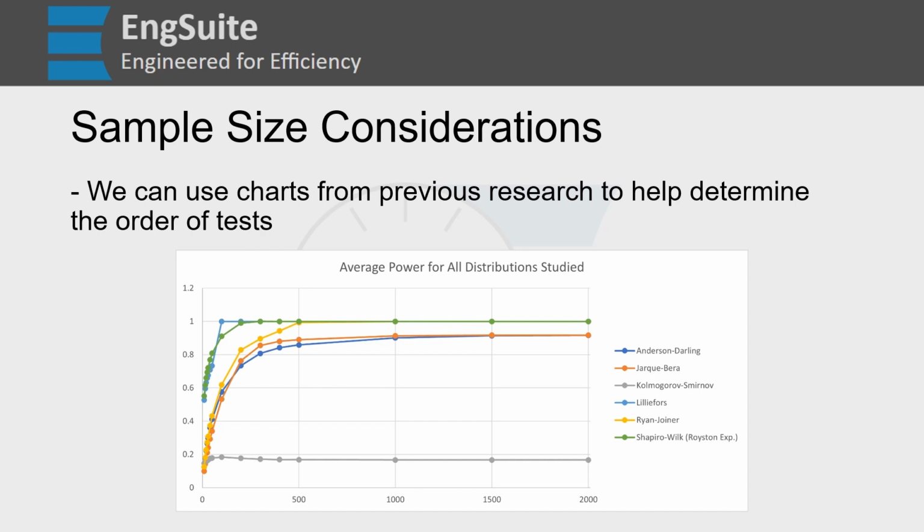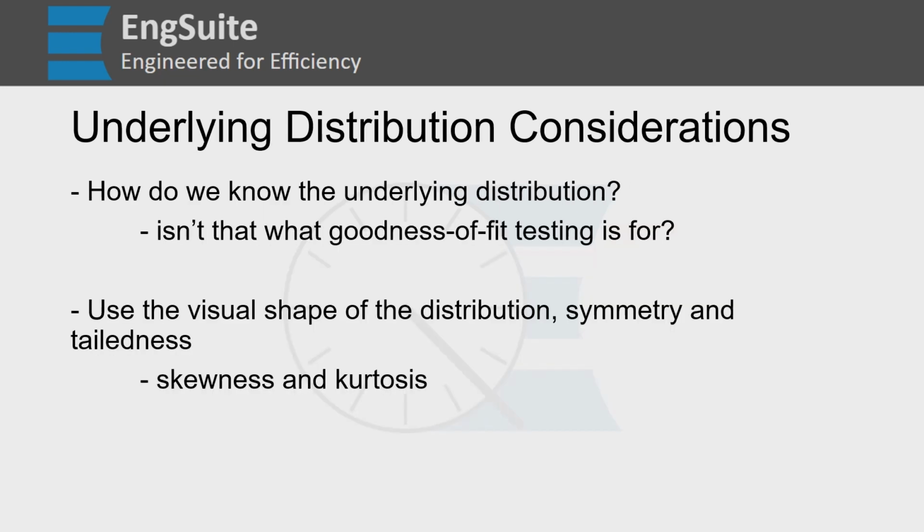So the KS actually does approach 100% in some distributions, and we'll see that in a second here, because underlying distributions have a very, very important impact. But how do we know the underlying distribution of our data? Isn't that what goodness of fit testing is for, such as normality testing? And that is absolutely the case.